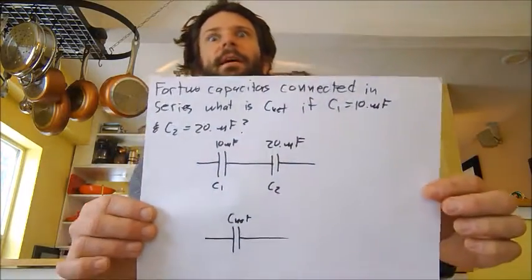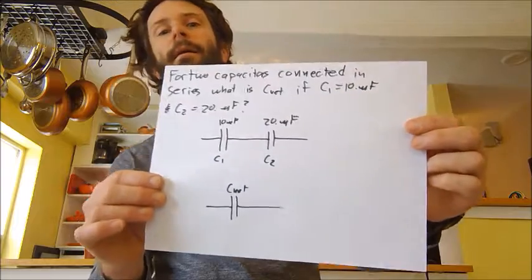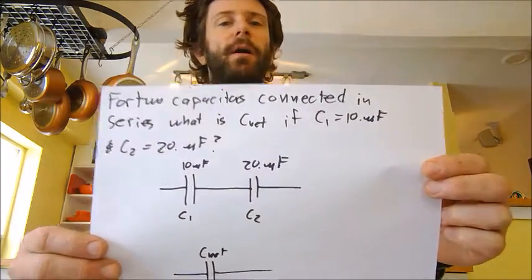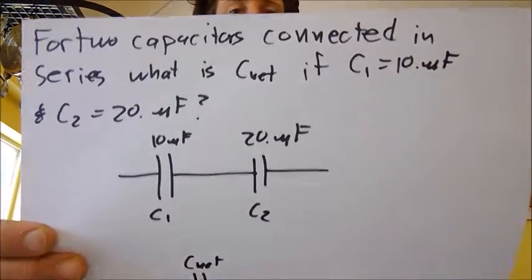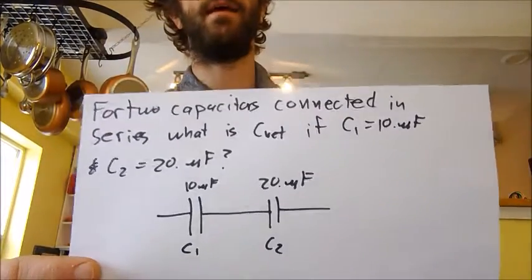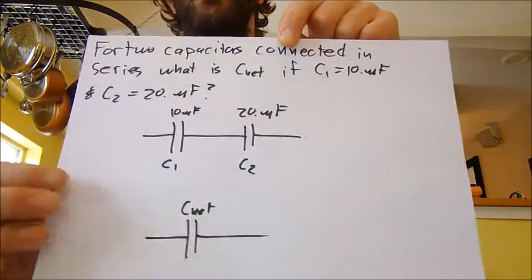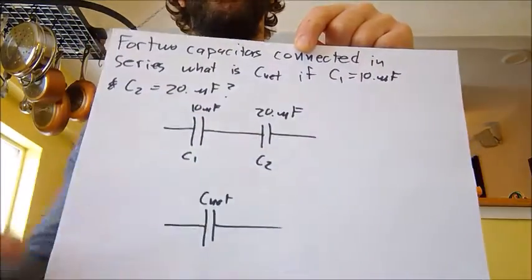Okay, next question. For two capacitors connected in series, what is C net if C1 is 10 microfarads and C2 is 20 microfarads? So here they are connected in series. What is the net capacitance here? We can just use that formula.